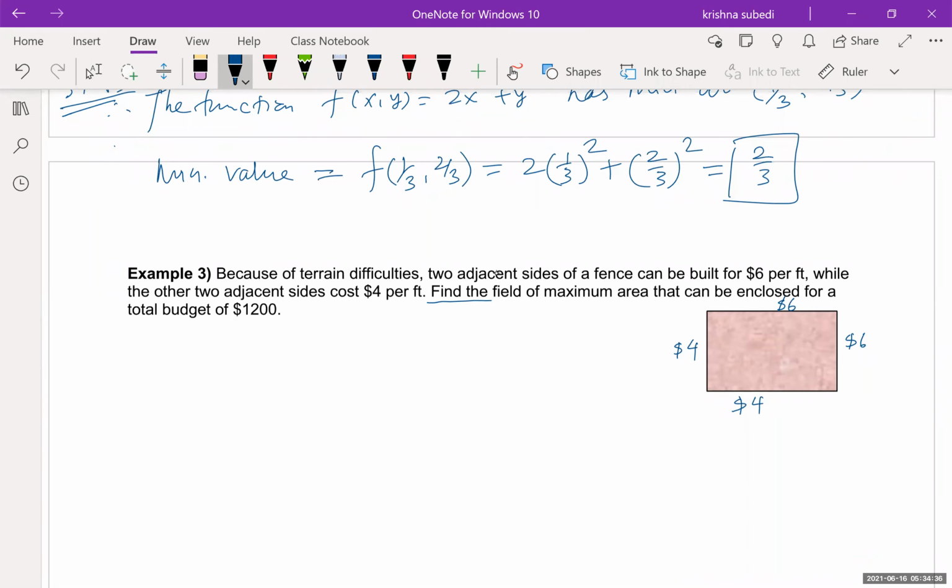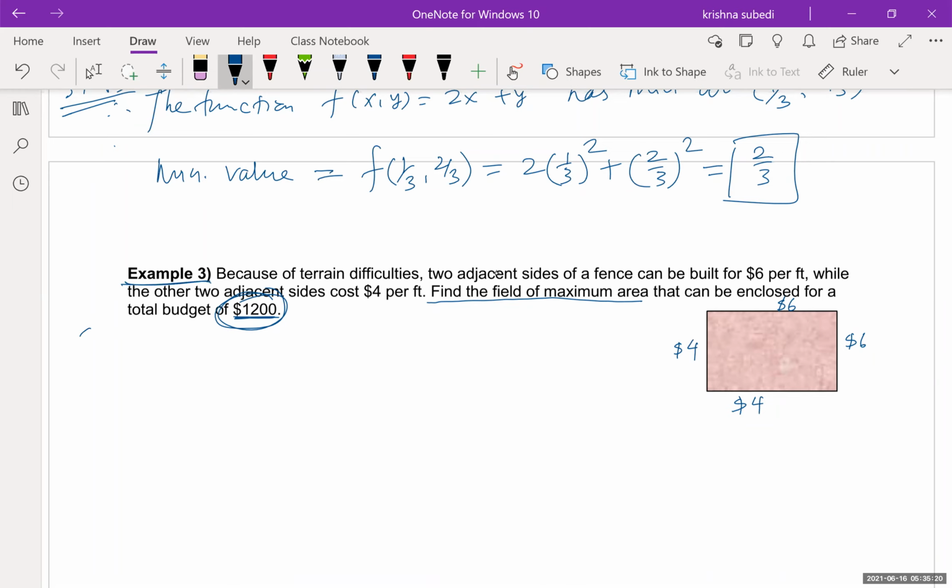Now find the field of maximum area that can be enclosed for a total budget. You see the condition is given here. Like I said earlier, in real life situations, pretty much every function comes with a constraint, with a condition. So your budget is just $1,200. You don't want to spend a lot of money on that project. The project has $1,200 only, and that kind of situation always comes up in real-world problems, right?